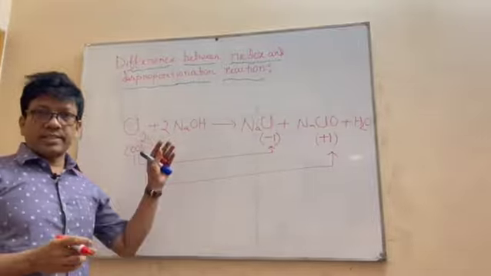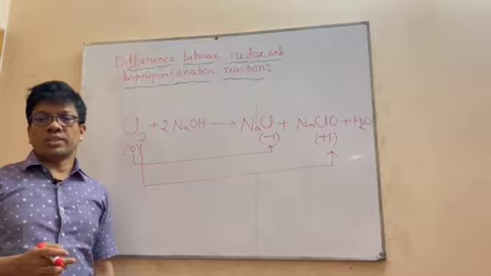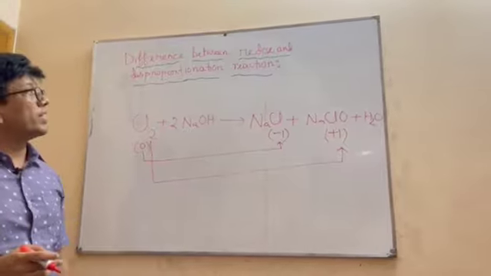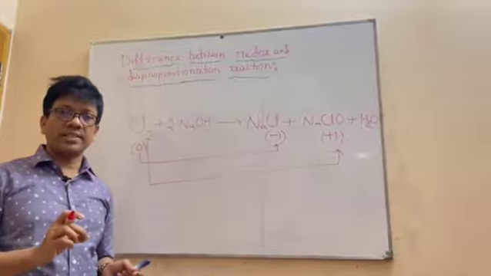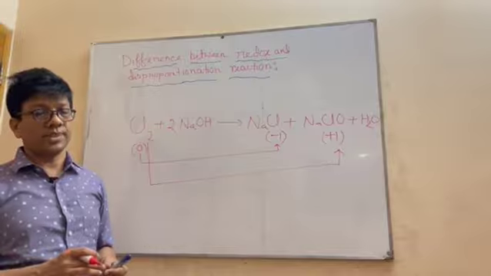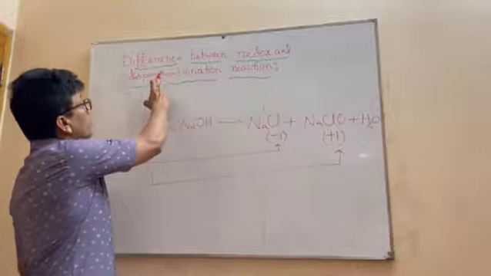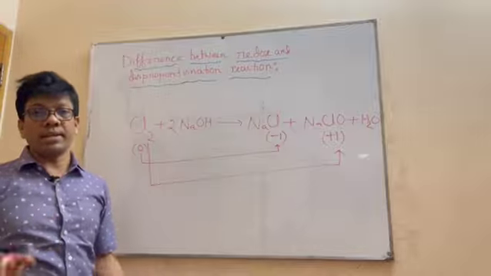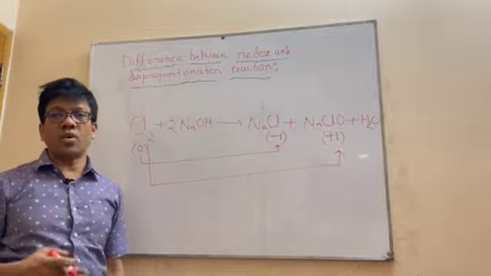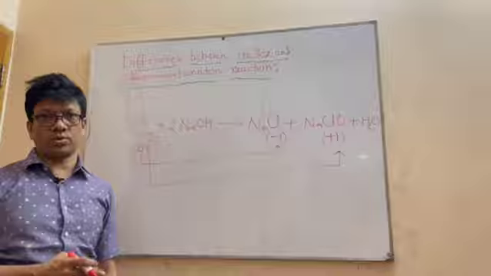Redox reaction, these are the differences between redox and disproportionation reaction. Redox reaction is a reaction in which an element is oxidized and another element is reduced, but disproportionation reaction is a reaction in which the same element is simultaneously oxidized and reduced.